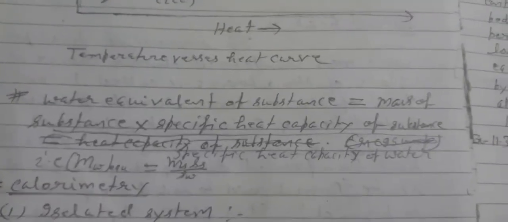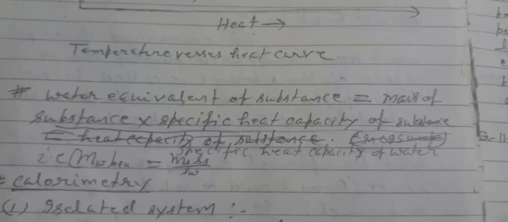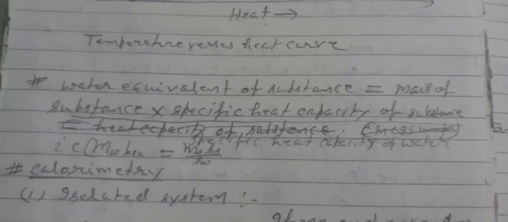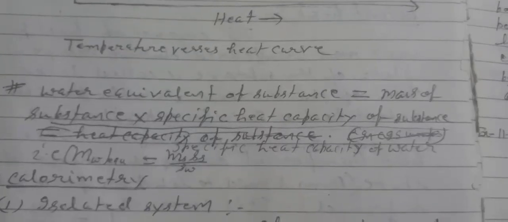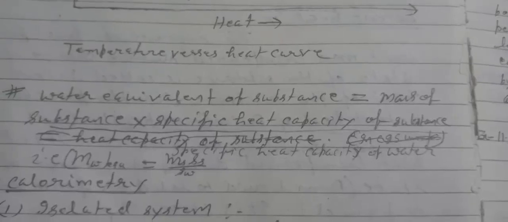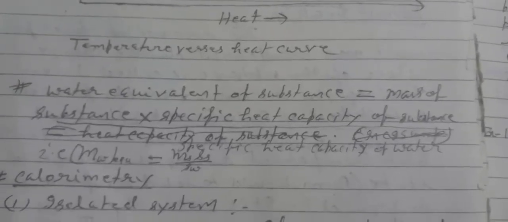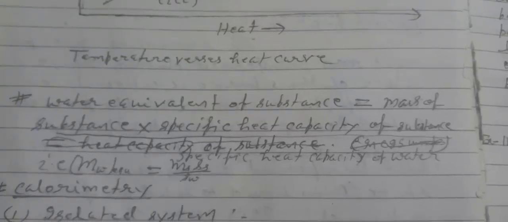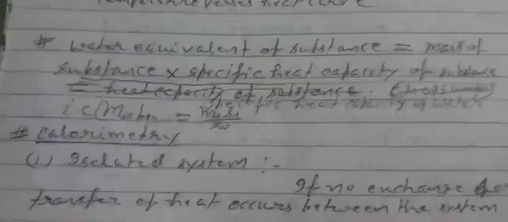Water equivalent of a substance is the mass of the substance times the specific heat capacity of the substance, divided by the specific heat capacity of water, that is, m_water = m_s × S_s / S_w. Calorimetry.